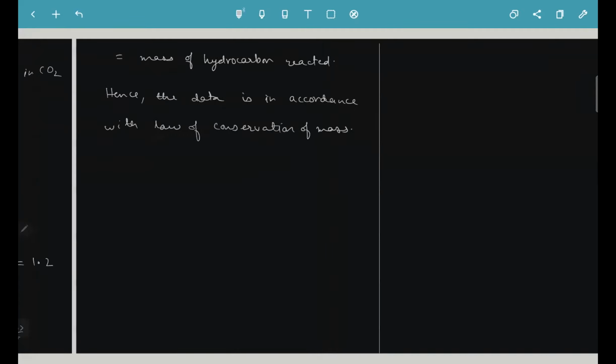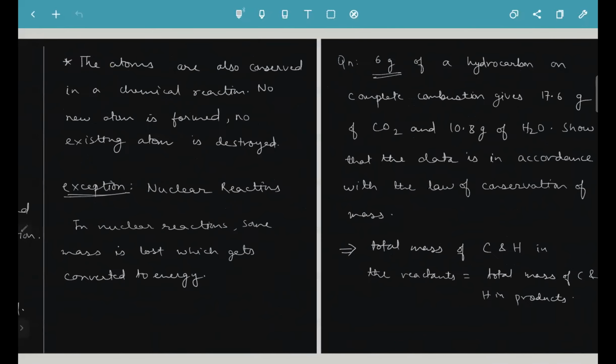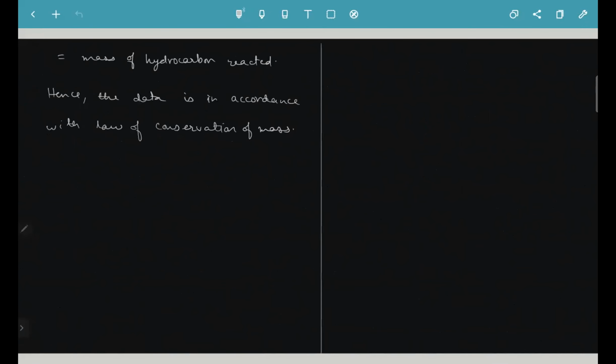Next, we'll continue with the laws of chemical combination. The second law we will do is the law of constant proportions. Okay, first I will dictate the statement, then I will explain. Write the statement.